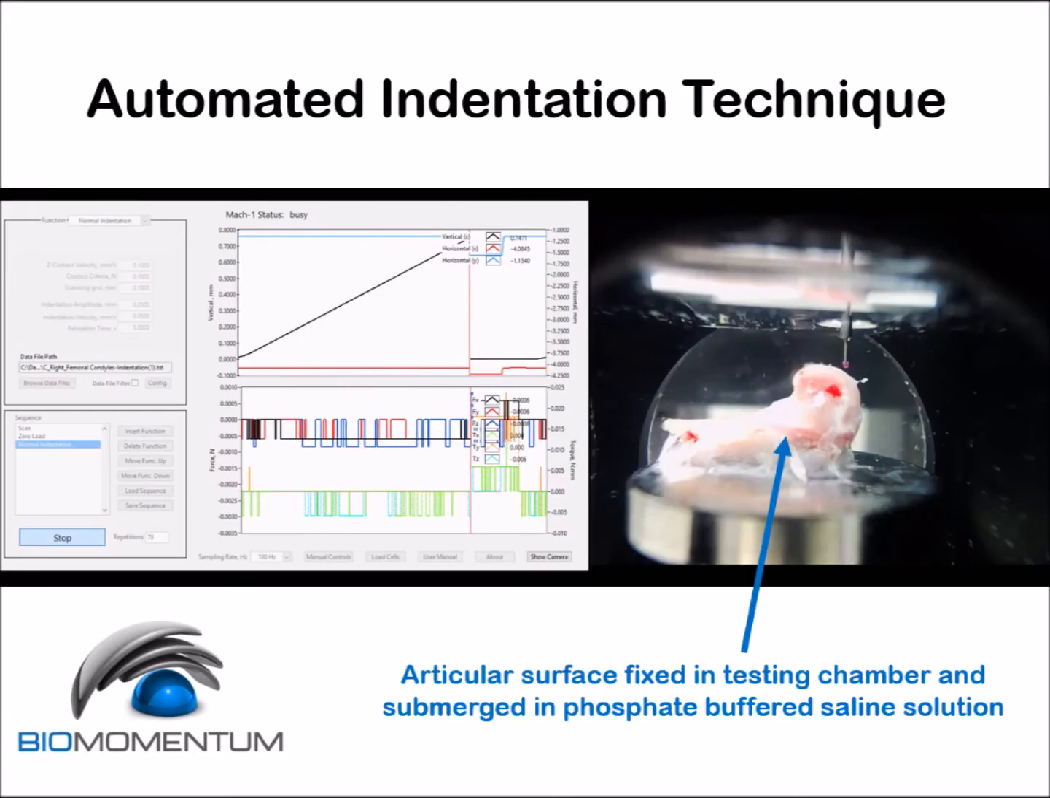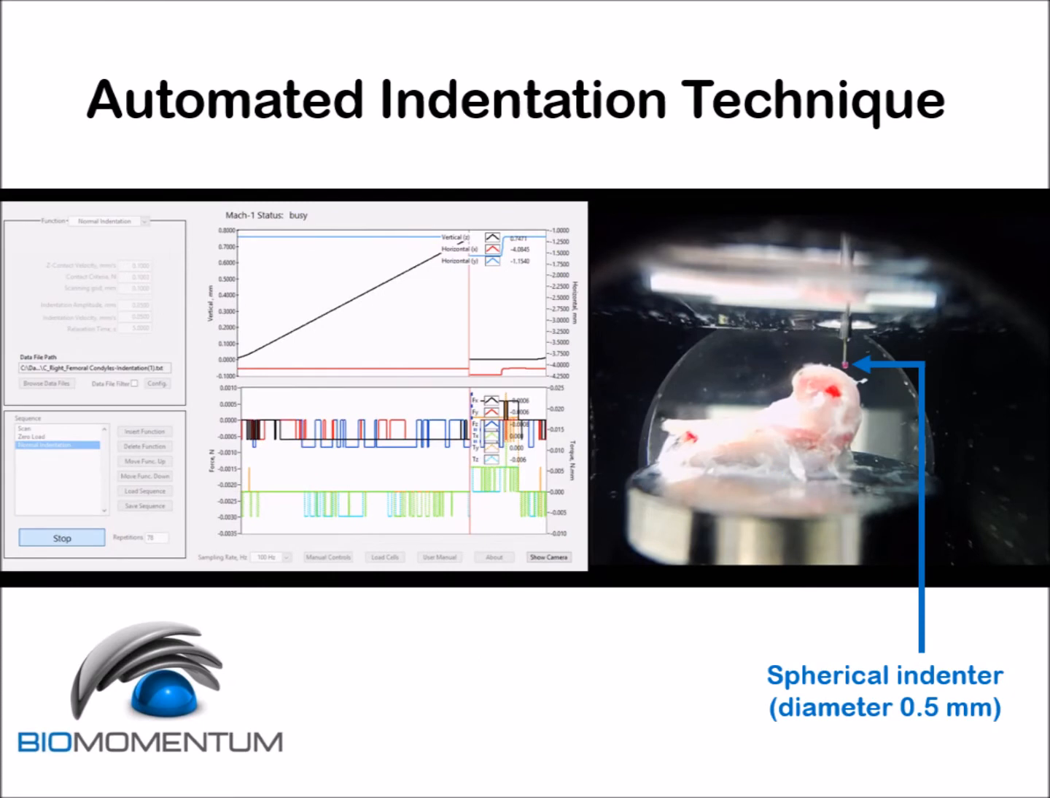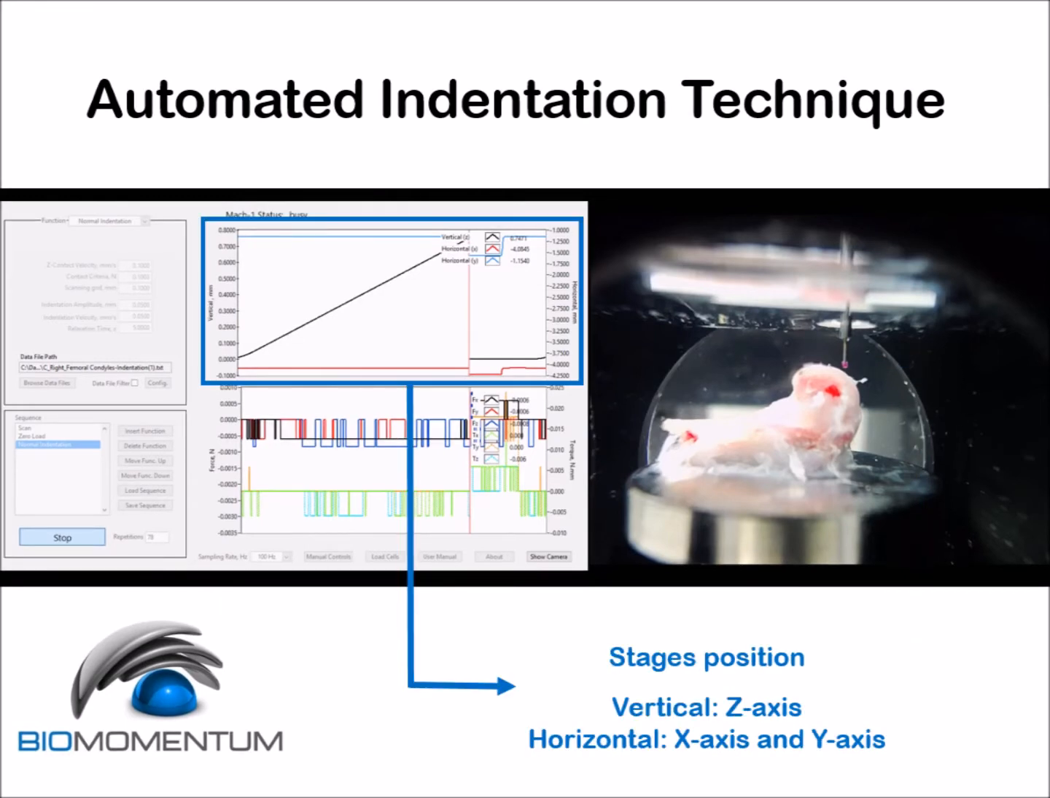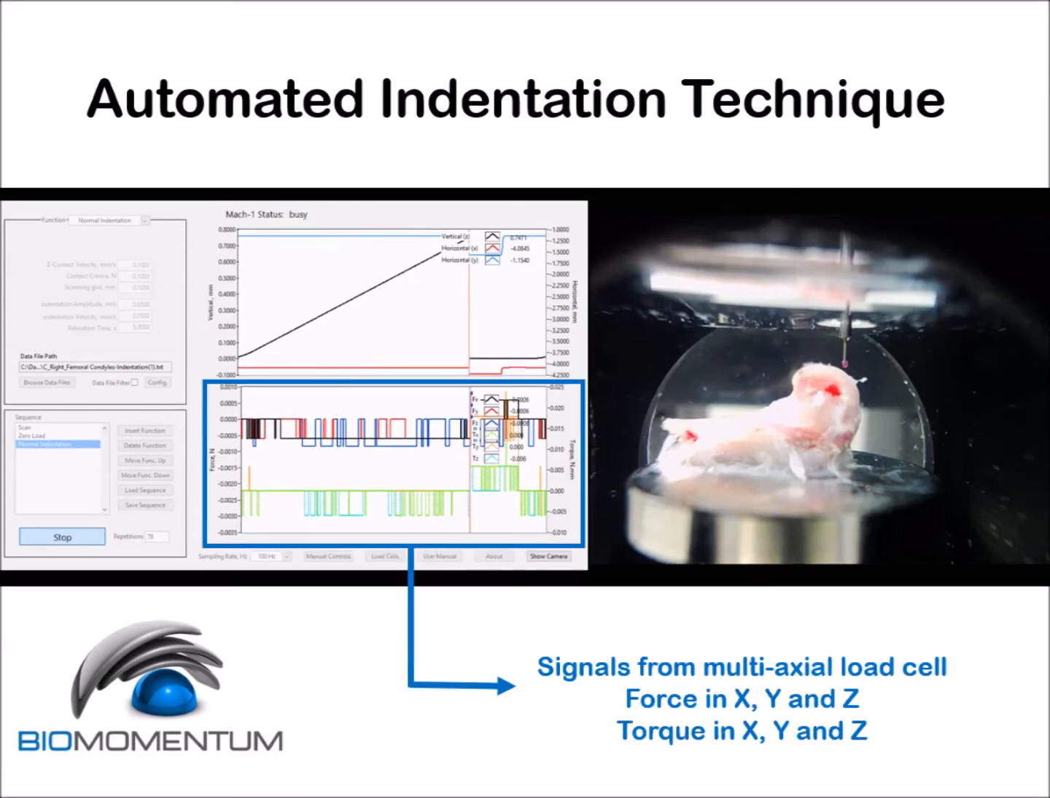The articular surface is in the testing chamber and is submerged in phosphate buffer saline solution. The spherical indenter is lowered until the indenter's surface is positioned at about 2 mm over the highest point of the sample surface. The Mach-1 motion software displays the vertical and horizontal stages positions. It also displays signals from the multi-axial load cell, which are the forces and torques in all 3 directions.